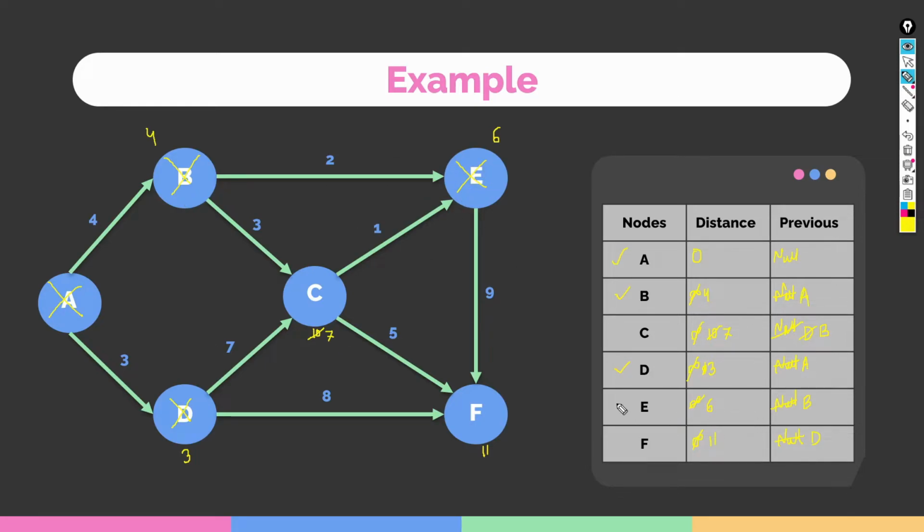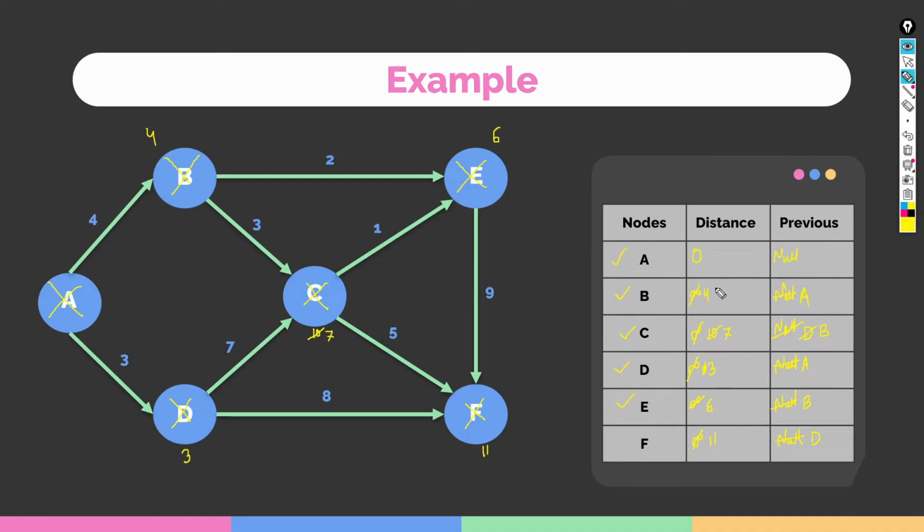Now, what's the smallest? C or F? It's C. So from C, we can go to E and we can go to F. So its current value is 7. And if I add 7 plus 1, it's 8. So it is not smaller. So we don't do anything. Also, 7 plus 5 is equal to 12, which is also not smaller. So we don't do anything. So C is done for. Again, we see which one is smaller. We actually can't go anywhere from F, so F is also done.